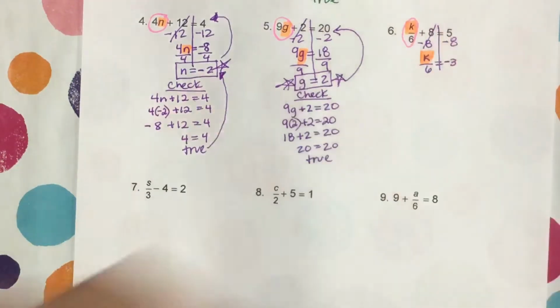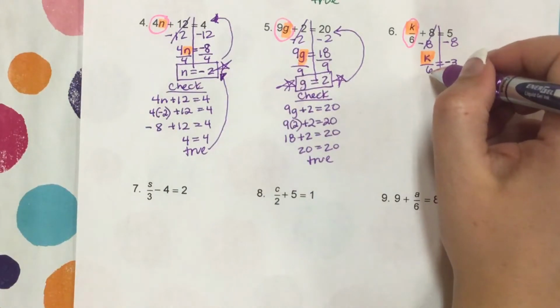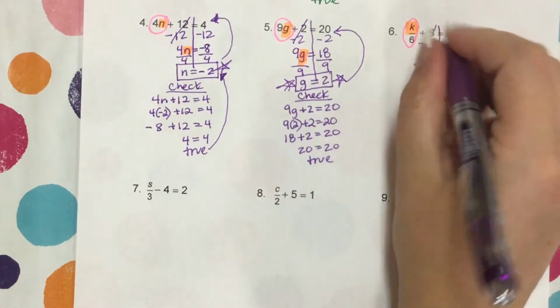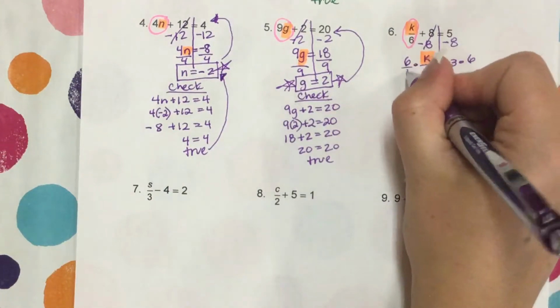So we're still trying to figure out what k is. It's not by itself yet. It's close, but not quite yet. So we have k divided by 6. So we need to do the inverse operation of division, which would be multiplication. We're going to multiply both sides of the equation by 6. This is 6 over 1.